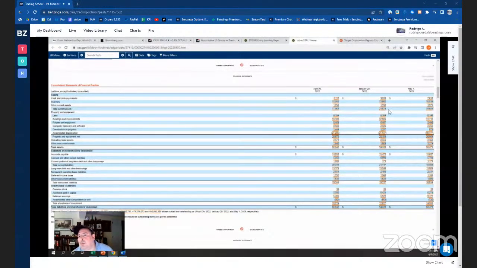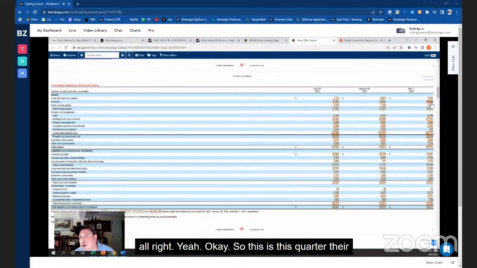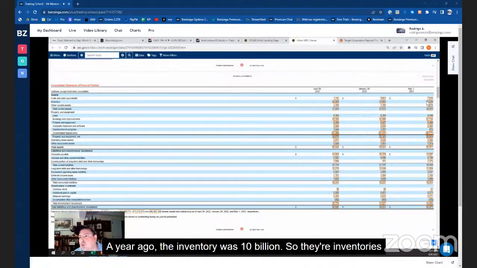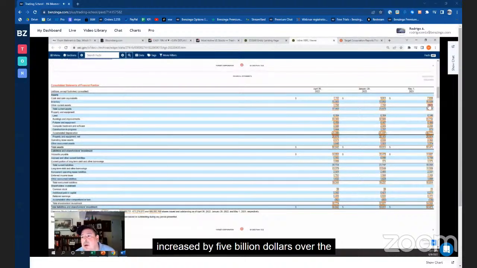Well, notice this inventory, right? Their inventory was $10.5 billion in this quarter. That would be, all right, yeah, okay. So this is this quarter. Their inventory is 15 billion. A year ago, the inventory was 10 billion. So their inventory has increased by $5 billion over the course of the last year. So that is definitely a negative sign there.